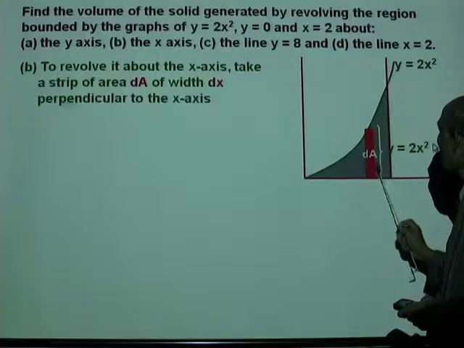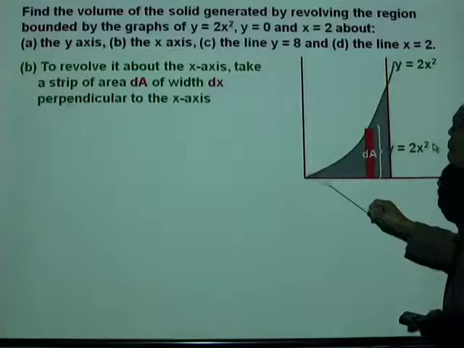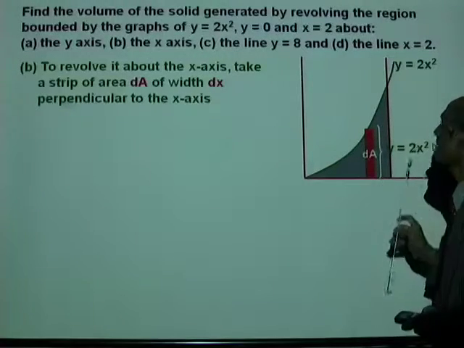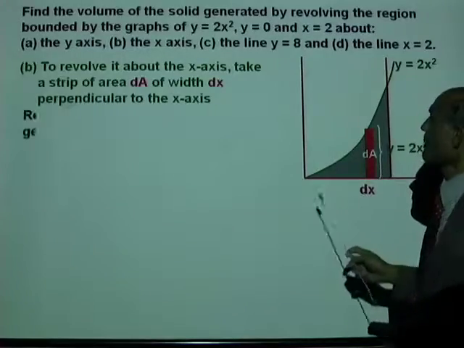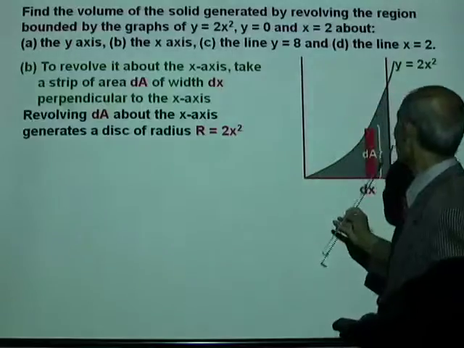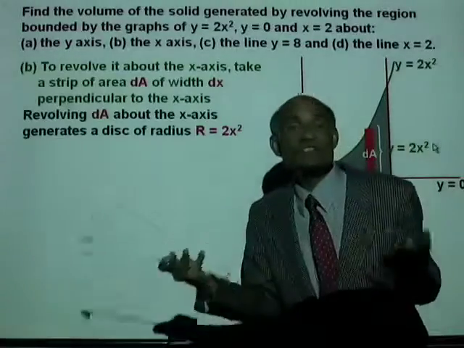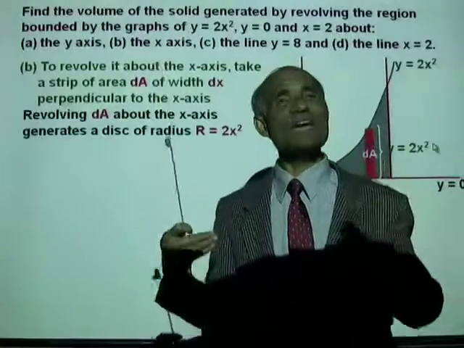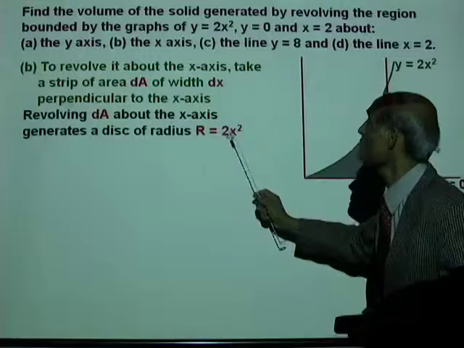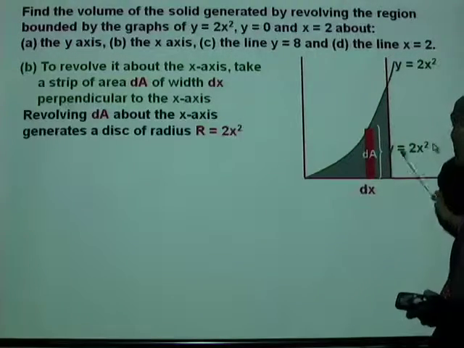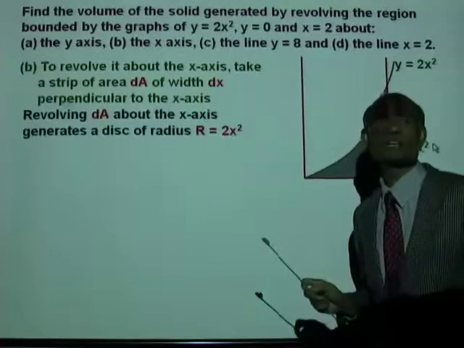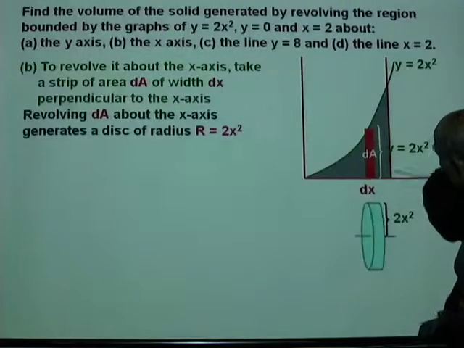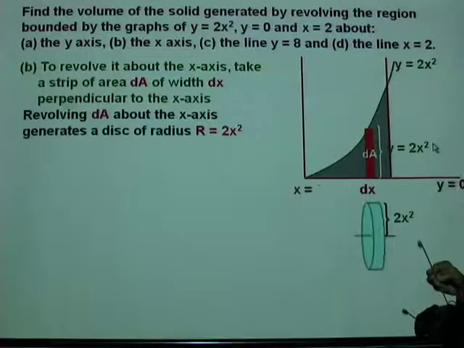And what is the length of that? The length of that will be, this is the function y equal to 2x squared. And therefore the length of that will be y equal to 2x squared. That's right. Now revolving this dA about the x-axis actually generates a disk. This time the area is actually sitting on the x-axis. So we have no washer. This time it is a disk. Will generate a disk of radius r equal to this function, which is 2x squared. So the radius of the disk generated will be 2x squared. That's right. So you generate a disk by revolving that, and the volume and the radius of that will be 2x squared.